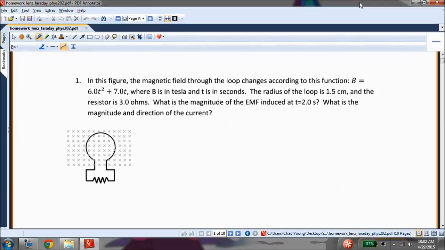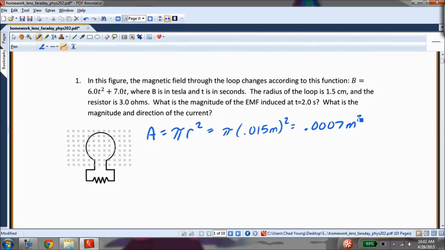Okay, so first I need to find the area, so let's just go ahead and do that. To find the area of this loop, it's equal to pi r squared. That's equal to pi times the radius, which is 1.5 centimeters, or 0.015 meters. That is equal to, let's see, 0.0007 square meters.